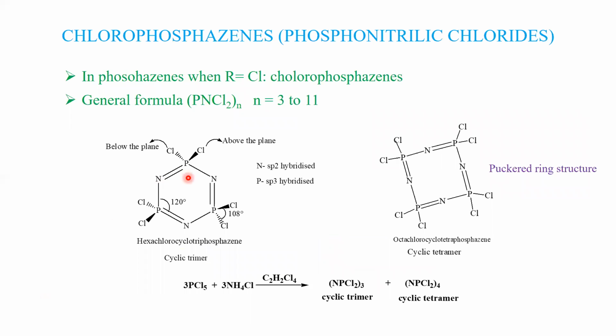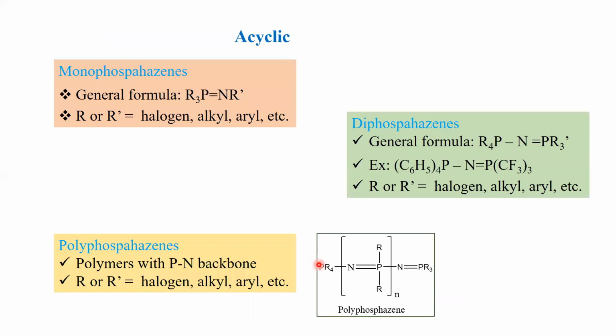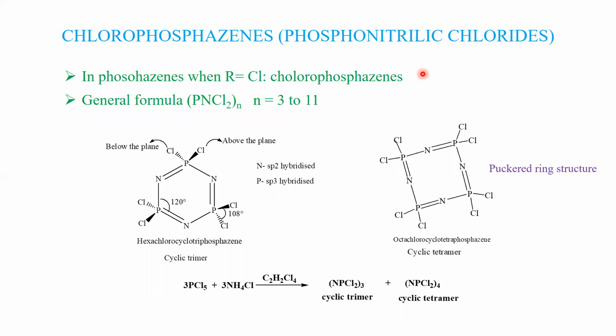Then another one is the chlorophosphazene. It is an important class of compounds of phosphazenes. In this phosphazene, when R is equal to chlorine, it is known as chlorophosphazenes or phosphonitrilic chlorides. The general formula is (PNCl2)n. That is, here in the phosphazene, the R is replaced by chlorine. Here n is equal to 3 to 11.